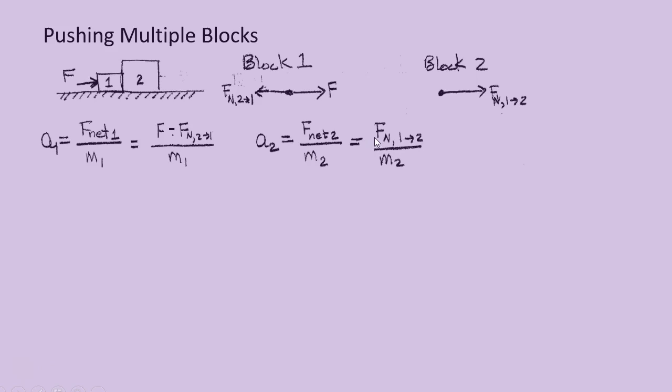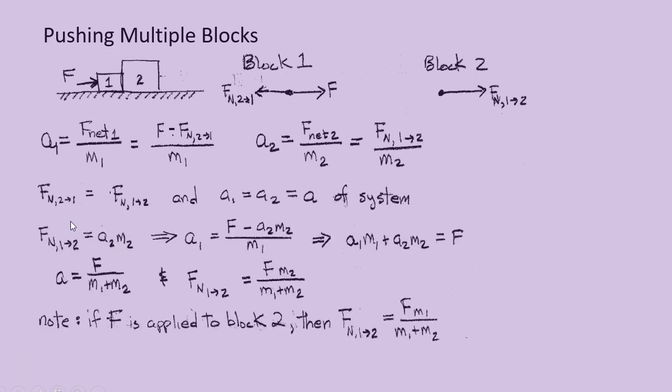For A2, we have the normal force of block 1 pushing to the right on block 2, divided by the mass of block 2. These normal forces of block 2 and block 1 pushing on each other, through Newton's third law, are equal to each other. And since the blocks are touching each other, we know that A1 and A2 are equal because the blocks are accelerating at the same rate, at the rate of the system. So we can go ahead and do our calculations here.